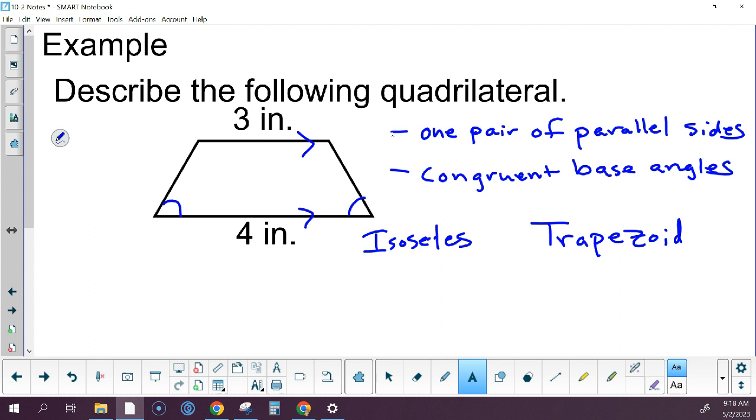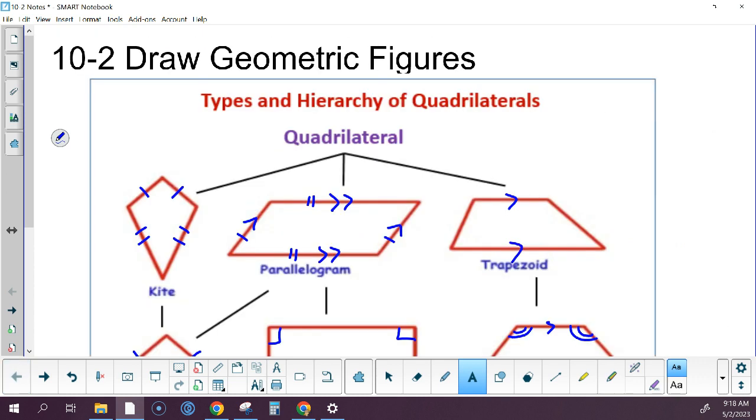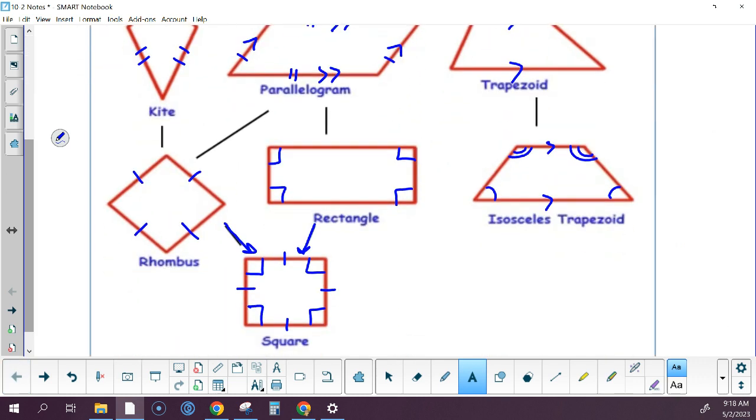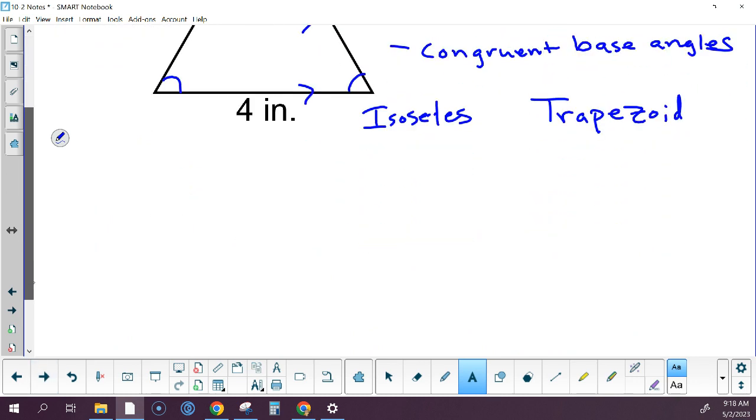I never remember how to spell isosceles. I bet if we go back here to the slides, isos, put the C after the S. Forgot. Isosceles trapezoid. There we go. All right.